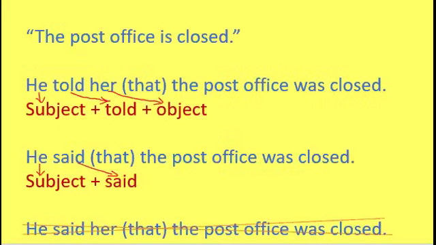The post office is closed. This is an example of direct speech because it's an exact quote of what was said. The most common ways of changing to reported speech are to use the words say and tell in the past simple. To use tell, start with the subject pronoun, then told, then the object pronoun.